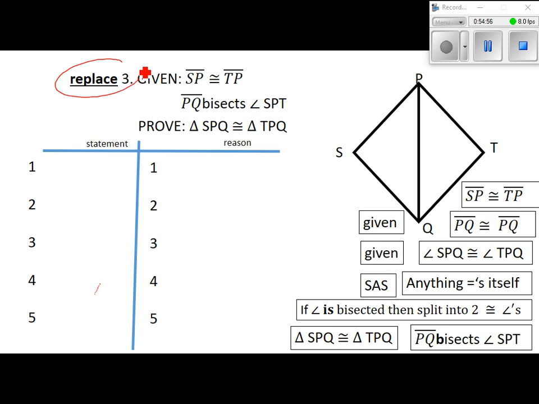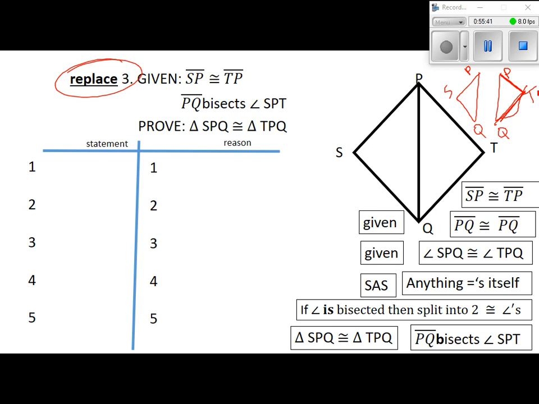Does everybody see that right there? Replace number 3. I didn't feel like changing the picture and stuff on my PowerPoint. What's the first thing I'm going to mark on my picture up here? You're going to get the triangles separate. Okay, well, if you want to separate them, let's do that. We got that triangle, and we got that triangle. That's an S, that's a P, that's a Q. That's a Q, that's a P, that's a T. So we separate those two triangles.